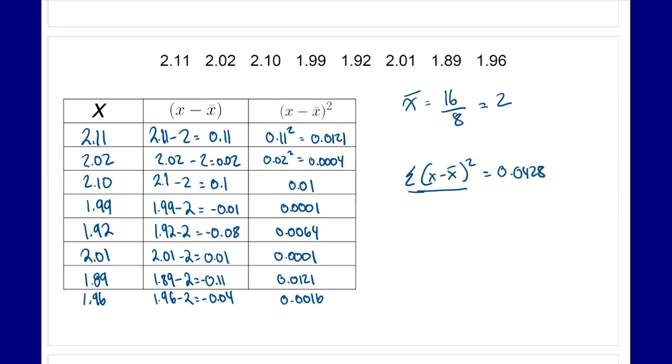We do have to divide now. Normally we divide by n, the number there are, to find the average. But because we're dealing with a sample, we're going to divide by n minus 1. In this case, 8 minus 1, or 0.0428 divided by 7, which gives us a value of 0.0061.